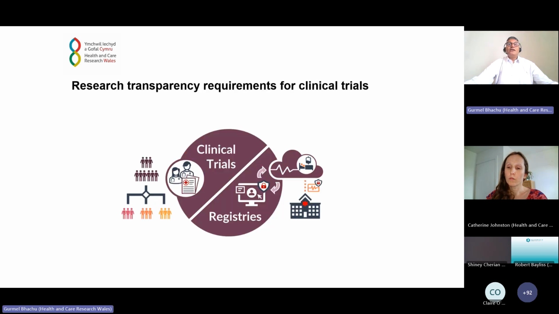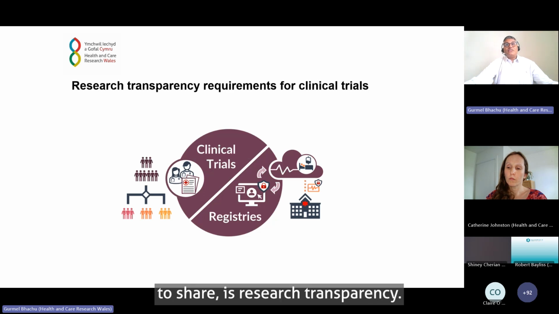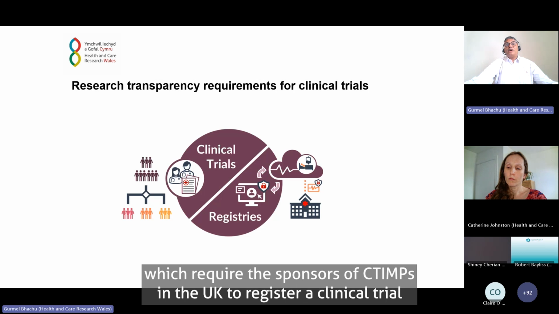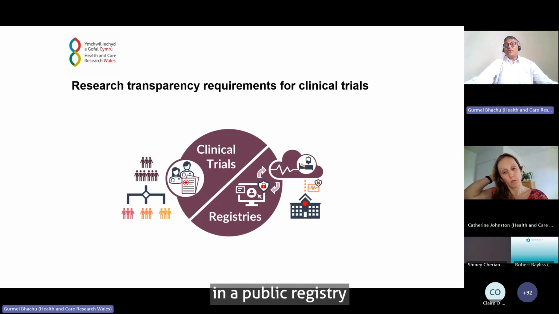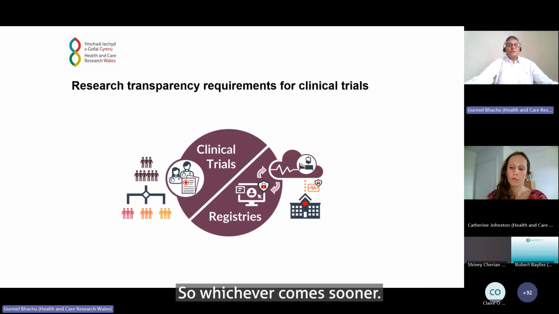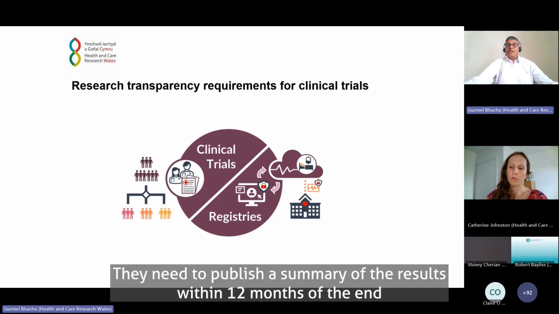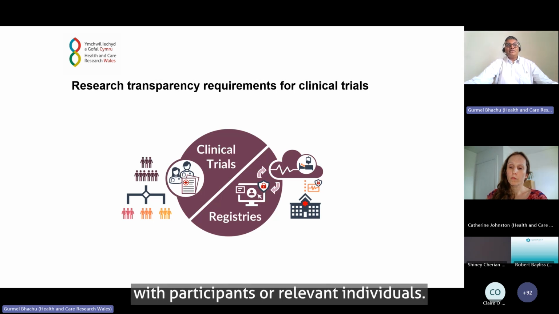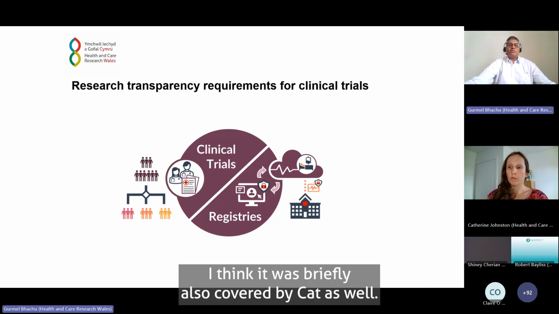So finally, the last change to share is research transparency. These are requirements for clinical trials which require the sponsors of CTIMPs in the UK to register a clinical trial in a public registry before the recruitment of the first participant or within 90 days of approval of the clinical trial, whichever comes sooner; to publish a summary of the results within 12 months of the end of the trial; and to offer to share a summary of the results with participants or relevant individuals. I think this was briefly also covered by Kat as well.